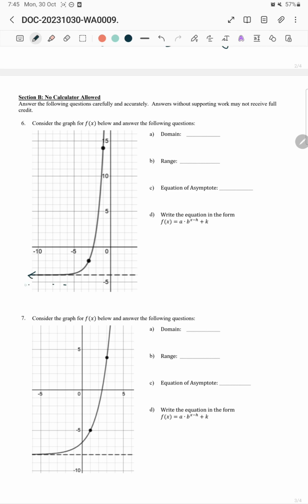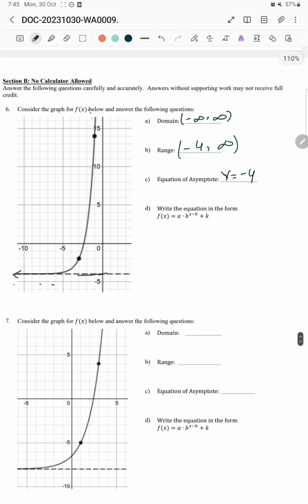Consider the graph of f of x below and tell the answers. Domain: it is going from here to infinity, and from here to infinity, so the domain would be minus infinity to plus infinity. Range is again going to be starting from -4 and going to infinity, so -4 to positive infinity. Equation of the asymptote is y is equal to -4.